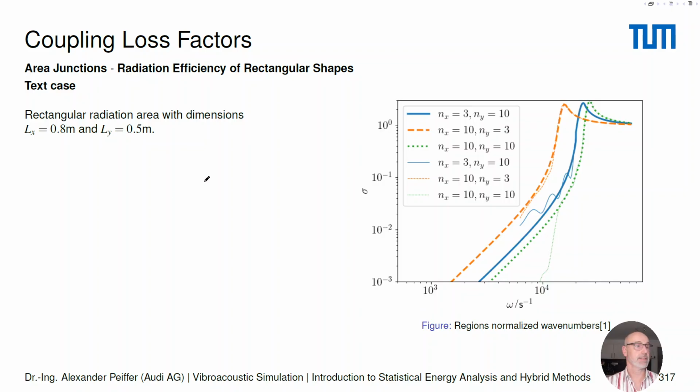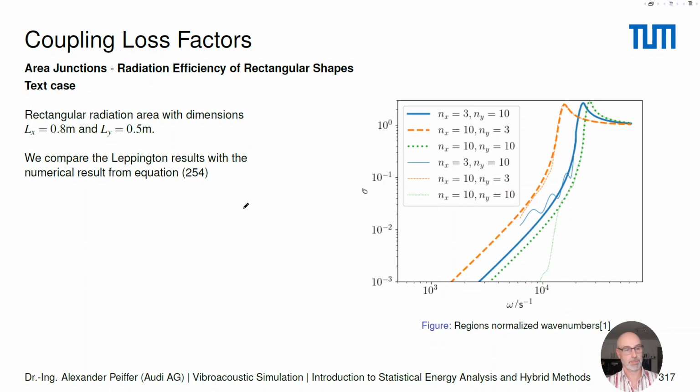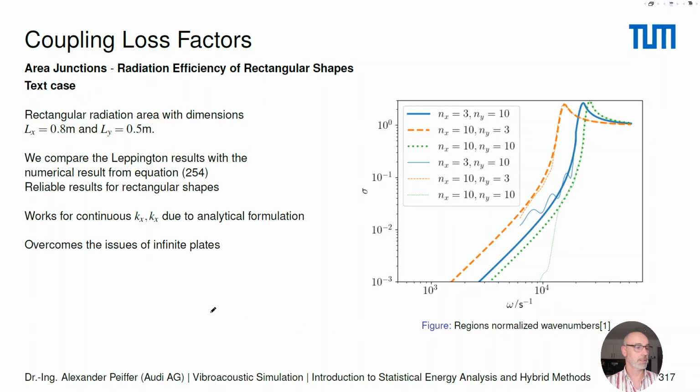And the solid lines are representing the Leppington approximation, and the dotted and the small lines are using the shape function, but used in a discrete version using the discrete radiation stiffness. And what you see is that the analytical expression fits very well to the numerical expression in the area where the radiation is at least quite good.